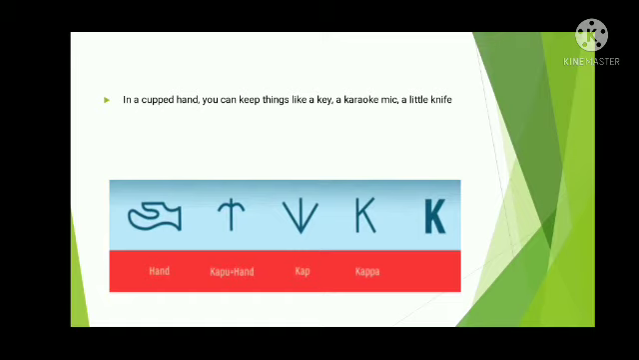Next, for the evolution of letter K. In a cupped hand, you can keep things like a key, a karaoke mic, a little knife. So the history of the letter K comes from the Greek letter K, kappa, which was taken from the Semitic kaph, the symbol for an open hand.